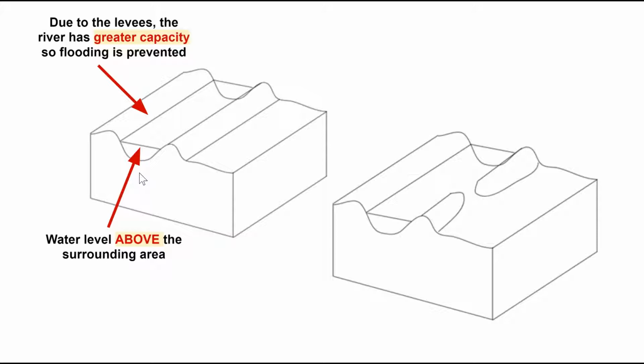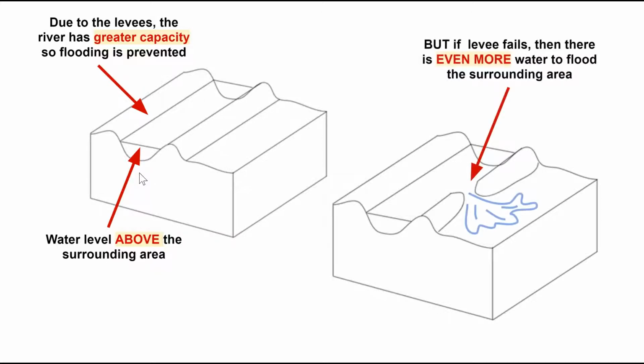That brings the water level above the surrounding area. Now, as long as the water stays there, arguably, you could say, yes, that's fine. We're a bit nervous, but it's fine. Just stay where you are, water, and everything will be okay. But it doesn't always stay where you want it to stay. If the levee fails, there will be even more water to flood the surrounding area. So you don't really get the economic benefits then, do you?